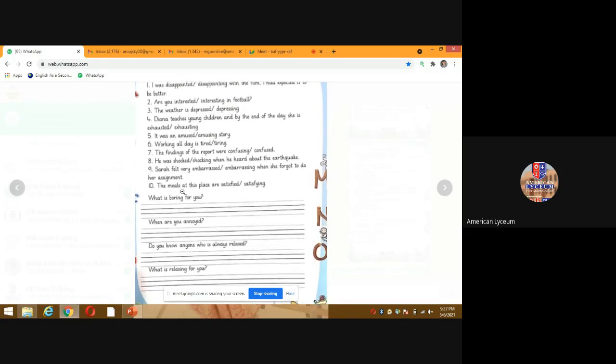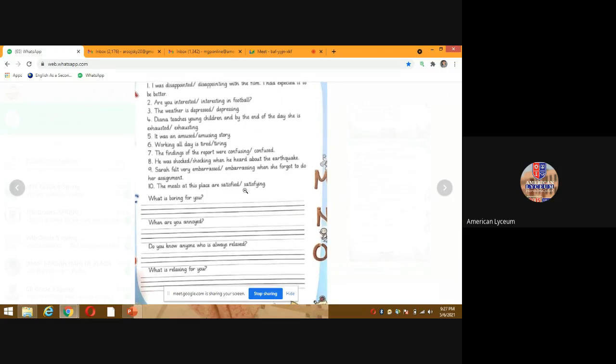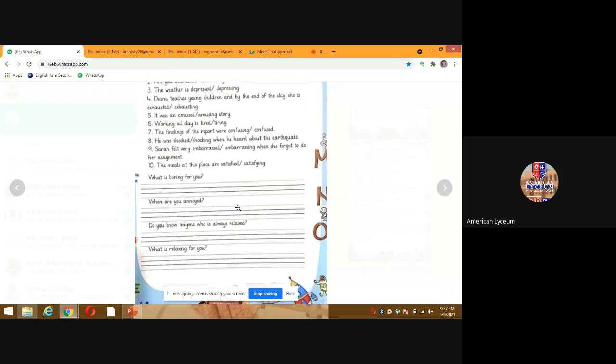Number 10. The meals at this place are satisfied or satisfying? Satisfying. So you will circle satisfying.